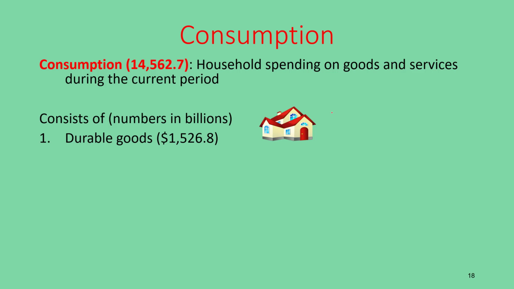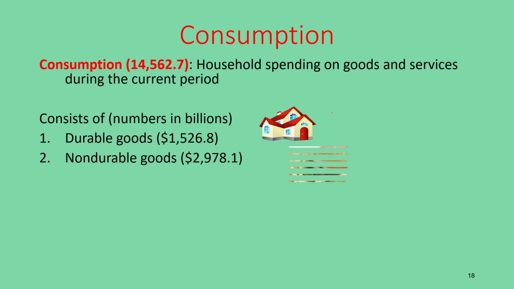So a lot of appliances are considered durable goods. You use them multiple times throughout that product's life history. And so durable goods are about $1,526,800,000,000 worth of that consumption measure. Again, I don't care if you know these numbers, but just to give you an idea of how these things are adding up.